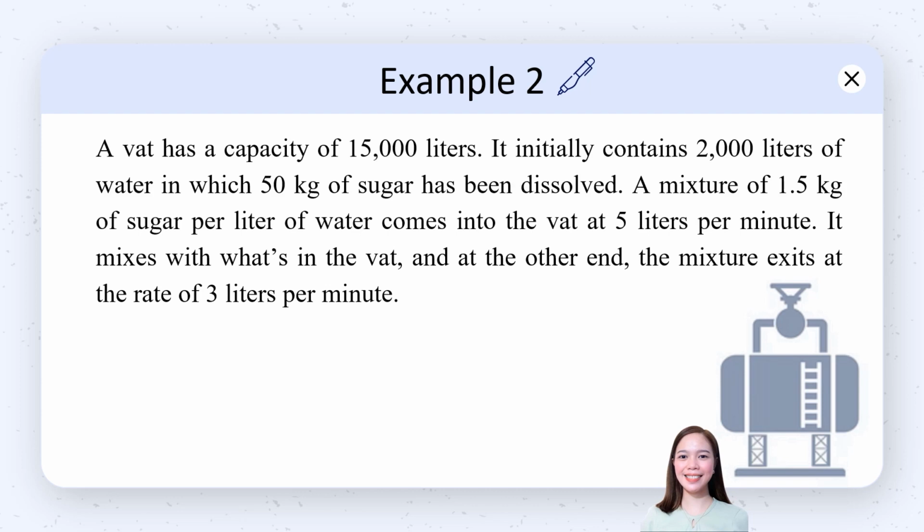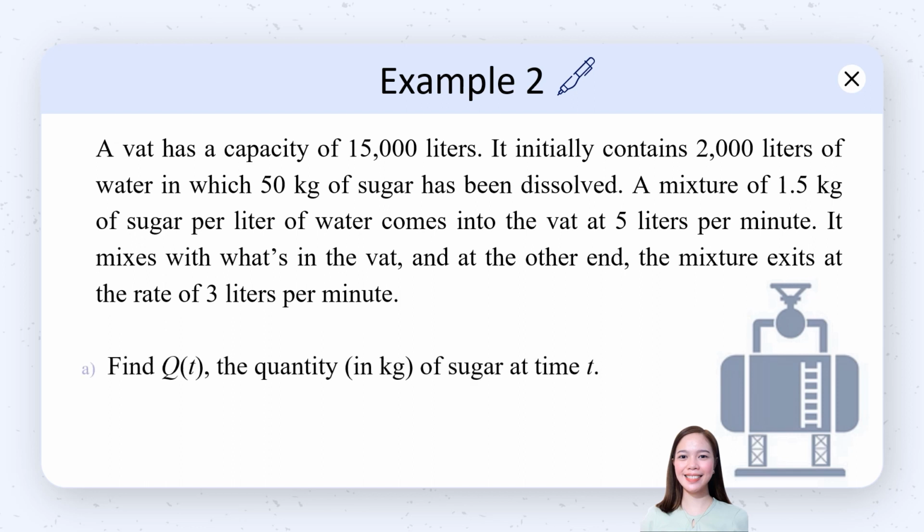So we have here another example, our example number 2. A vat has a capacity of 15,000 liters. It initially contains 2,000 liters of water in which 50 kilograms of sugar has been dissolved. A mixture of 1.5 kilograms of sugar per liter of water comes into the vat at 5 liters per minute. It mixes with what's in the vat, and at the other end, the mixture exits at the rate of 3 liters per minute.